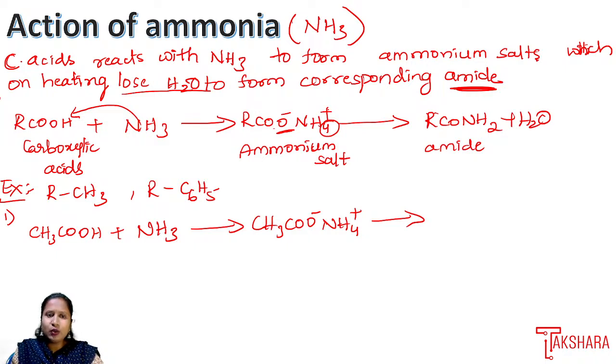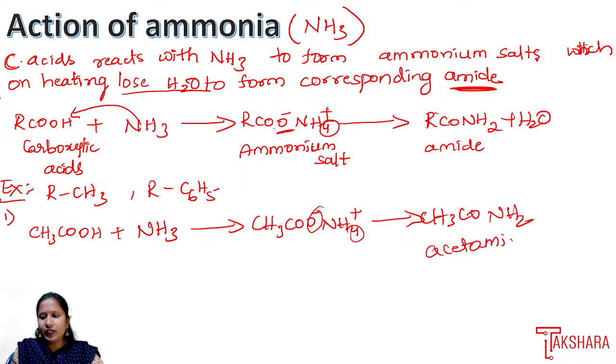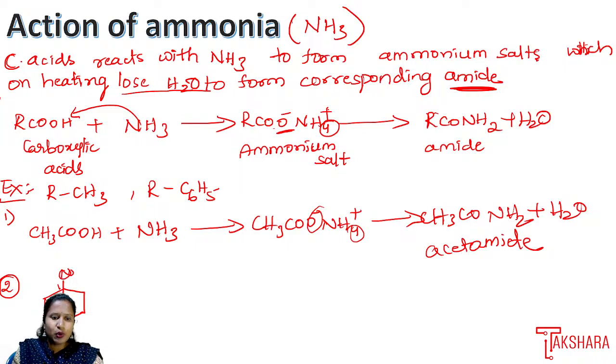And again it undergoes the heating process, it is going to lose some amount of water, this oxygen and the 2 hydrogen atoms. So we will get CH3CONH2, which is nothing but acetamide. So the product is called as what? Acetamide anta ಹೇಳ್ತೀವಿ. Okay, and plus water molecule is going to be removed. So then the second example we have, in place of R we need to substitute what? Benzene ring, C6H5 and COOH, benzoic acid.